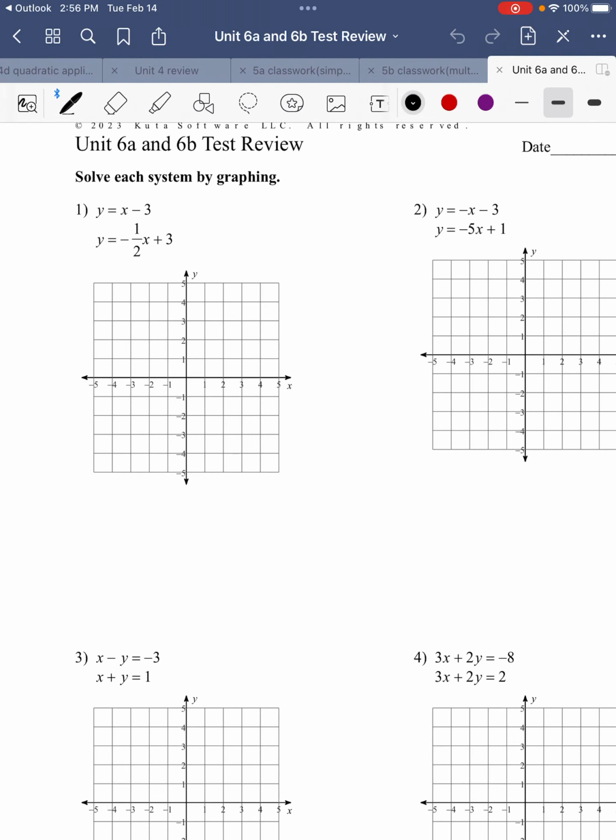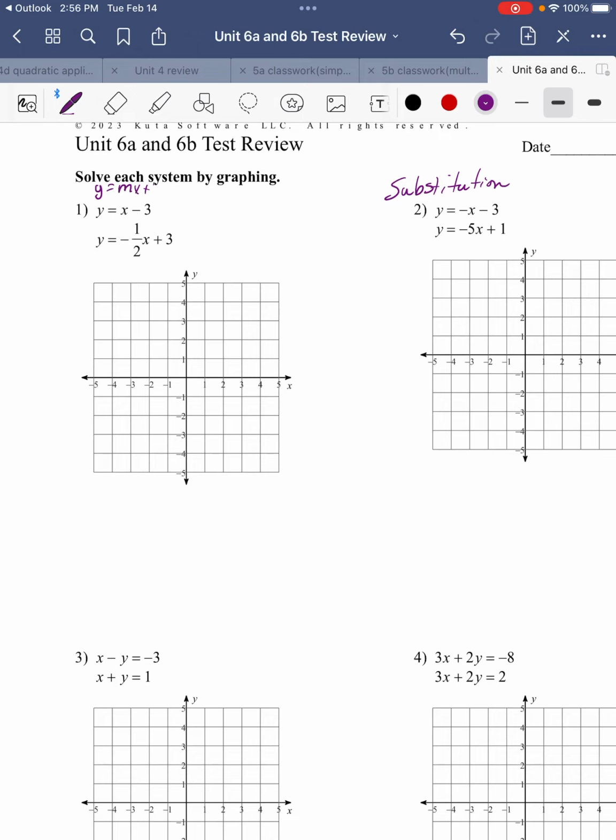Welcome to the 6A, 6B test review. So for the first problem, I'm going to graph this. And the second problem I'm actually going to do by substitution. So the first problem, graphing.